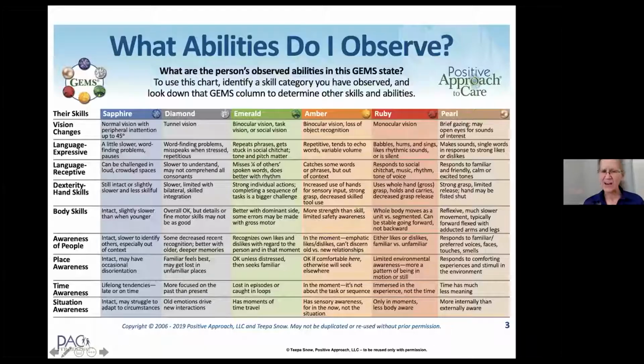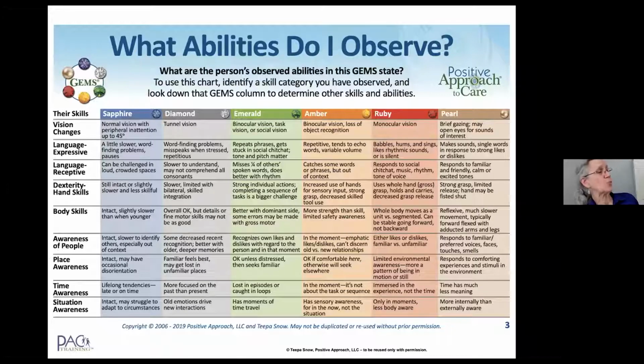And if we look carefully, it talks about what kind of vision, language receptive. Now, did we hear or see her interact with anybody yet? No, so we don't have that data, but we do have her doing some talking or making sounds anyway. She does seem to be doing something verbally. Body skills. Okay, awareness of people. Place awareness. What would you say about her?